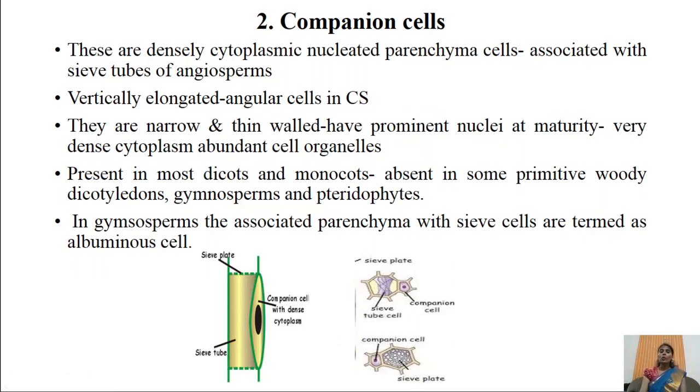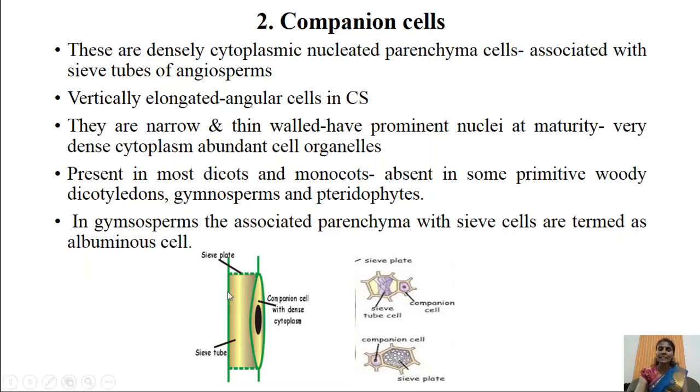They are narrow and thin walled. They have prominent nuclei, hence they are also living, with nuclei at maturity, dense cytoplasm and abundant cell organelles. These companion cells are present in most dicots and monocots, but absent in some primitive woody dicotyledons, gymnosperms, and also pteridophytes. In gymnosperms, the associated parenchyma with sieve cells are termed as albuminous cells.